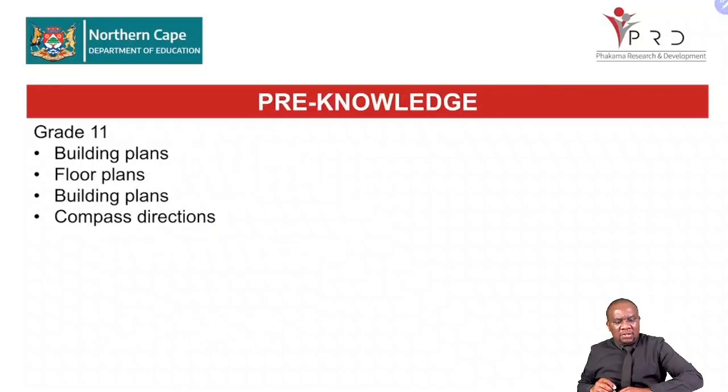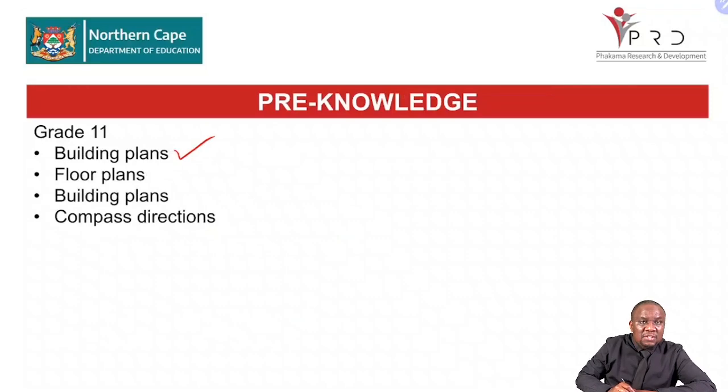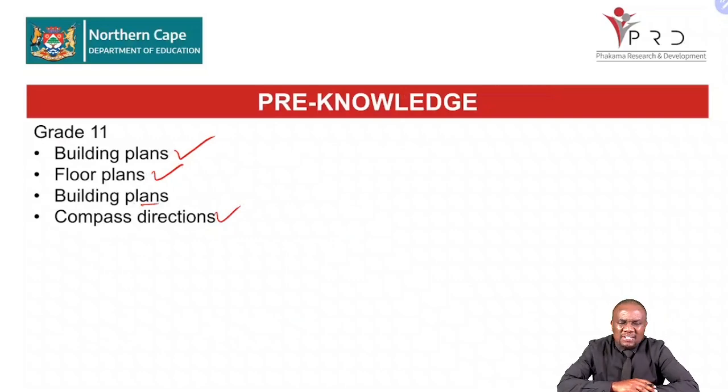Right, grade 11. We did building plans, we did floor plans, we've talked about this. Also, compass direction. You will never get an examination without this. You must know your number scale. You must know your bar scale. You must know your compass direction. Those are your free marks you're going to get. You know that there will be a question about the compass direction. You know that there will be a question about what? The number scale or the bar scale. So you should be able to do those things, okay?